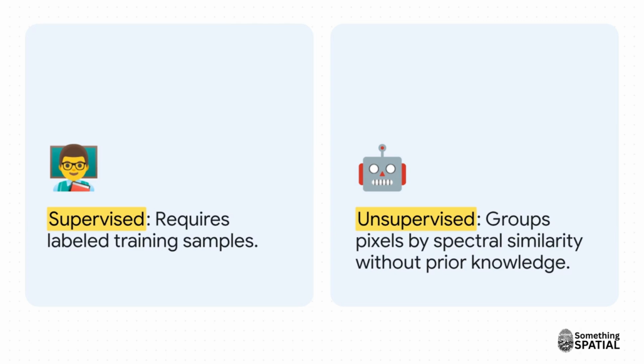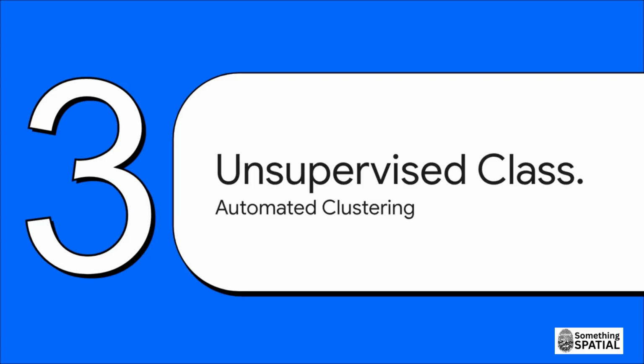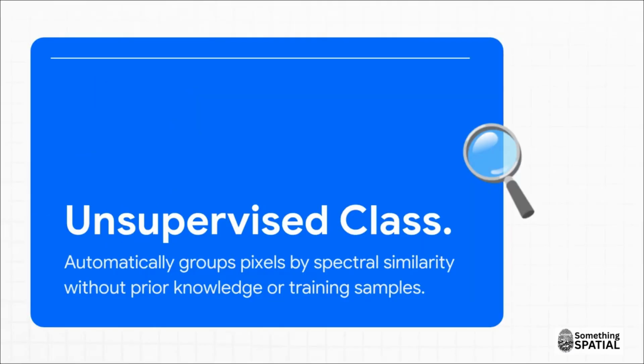We go from the teacher guiding a student model to basically handing a student a massive box of puzzle pieces and simply saying, group the similar colors together. Which leads us nicely into Section 3, Unsupervised Classification, Automated Data Clustering. With this approach, we shift our focus entirely away from human guidance, and instead we rely on pure machine autonomy to do the heavy lifting.